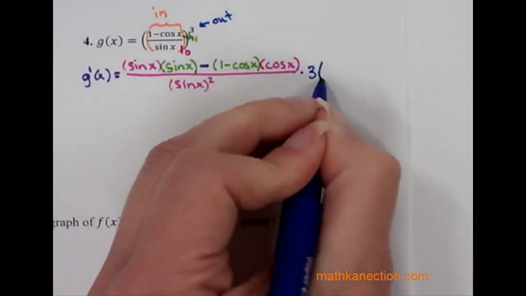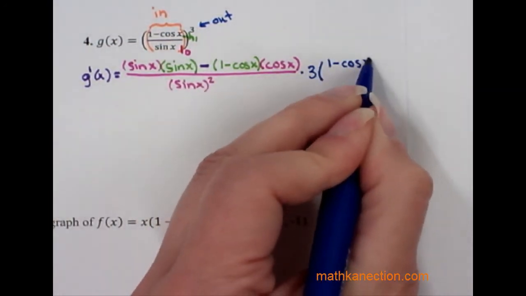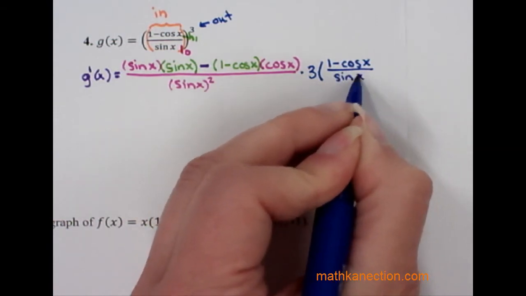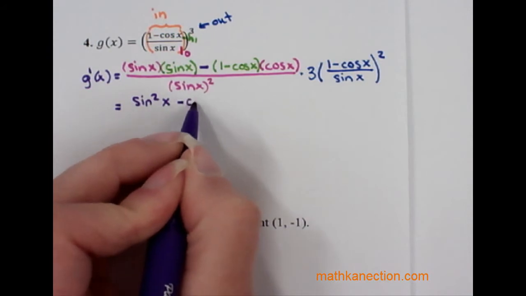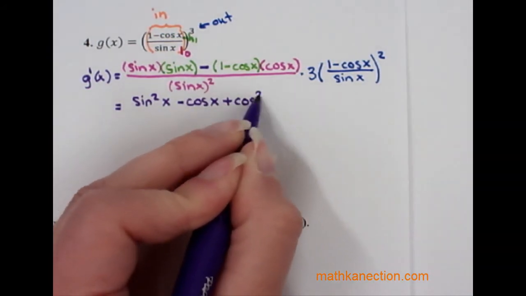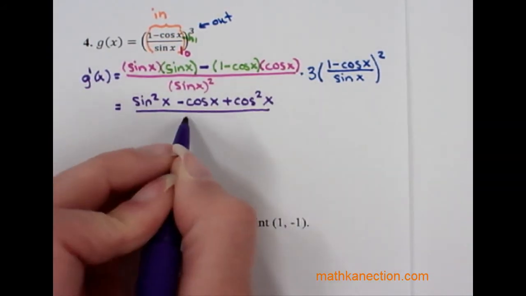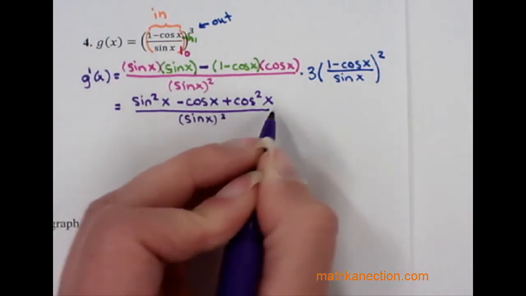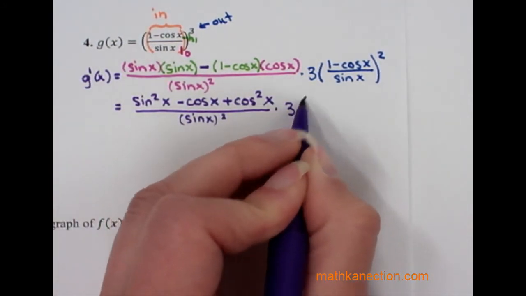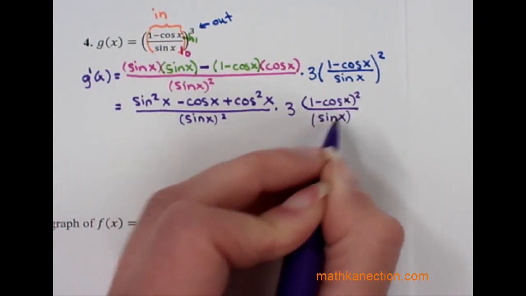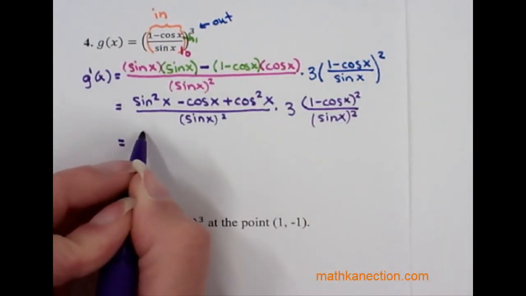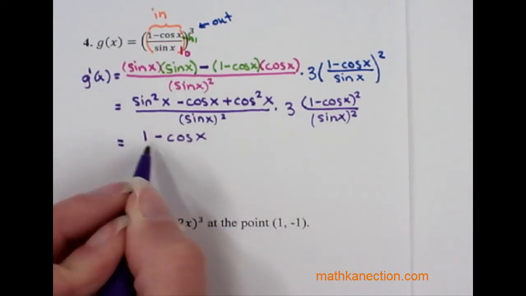Then we'll multiply by the derivative of the outside, bring the 3 in front, keep the inside the same, and the new exponent is 2. Simplifying the problem, we have sine squared, distributing to get negative cosine of x plus cosine squared x, all over sine of x squared. Distributing the squares, we have 1 minus cosine x squared over sine of x squared. Changing sine squared plus cosine squared into 1.